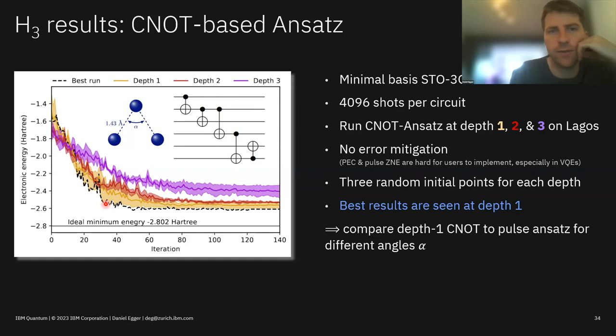Now, one thing that we did first is just to assess the performance of different CNOT-based ansätze at different depths. So we tried repeating the CNOT ansatz with depths 1, 2, and 3. Each time we average over 3 different initial points, and we see what looks best. It turns out that the depth one ansatz is the one that performed best in this context without doing any error mitigation. And this means that we pursued the rest of our experiments with a depth one ansatz.